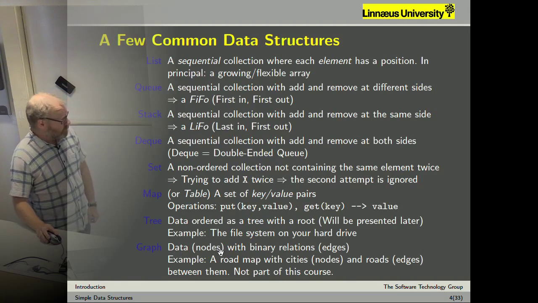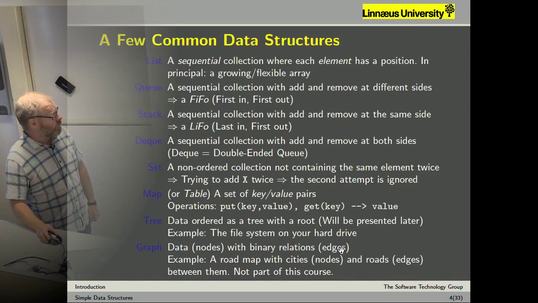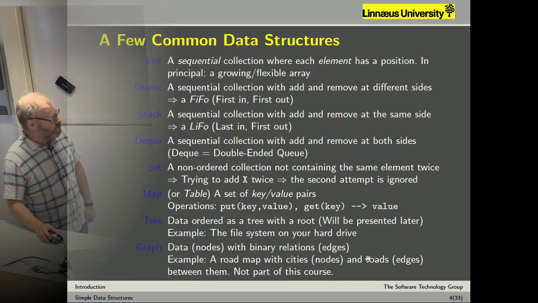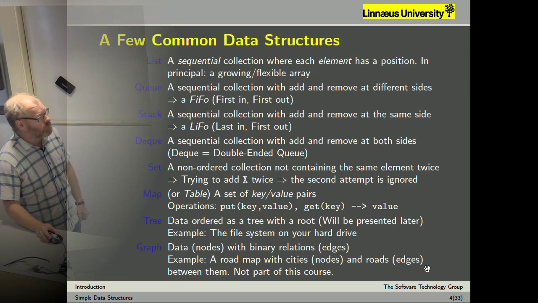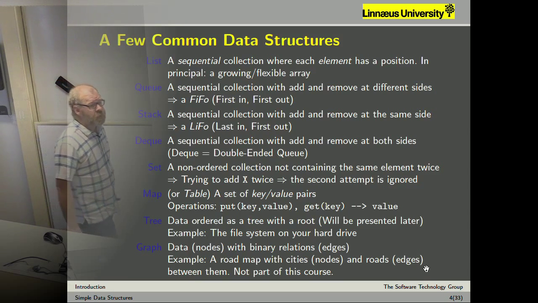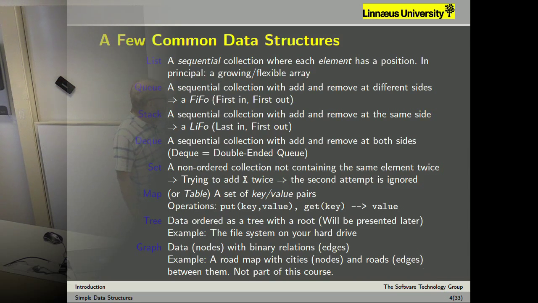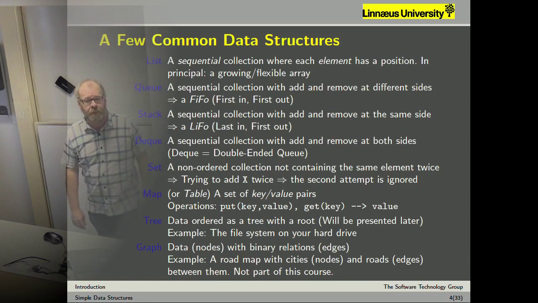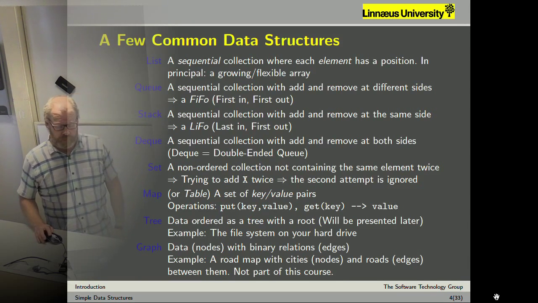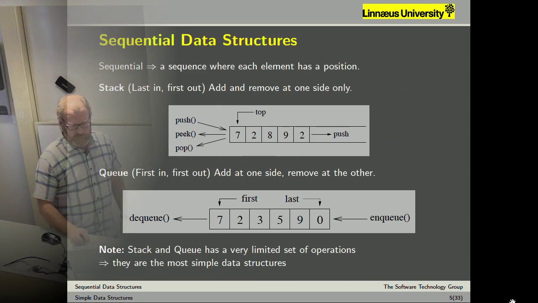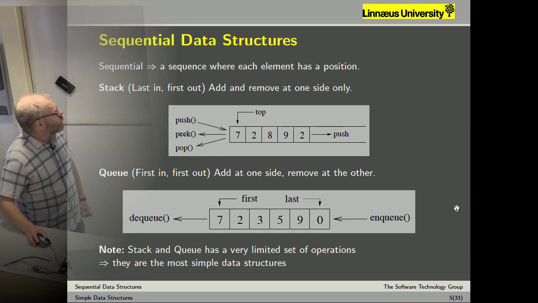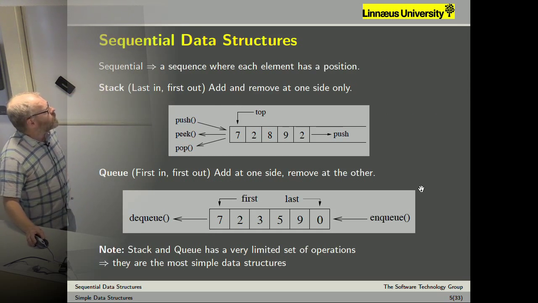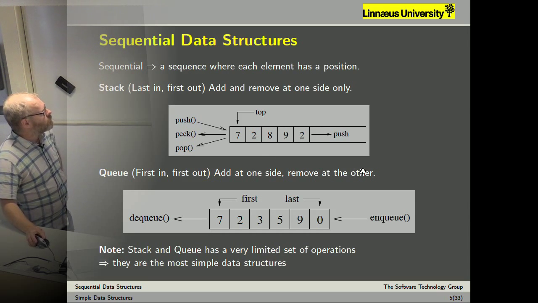And the most general one, which we will not discuss in this course, is called a graph. A graph comes with nodes and binary relations, which are called edges. For example, in a road map, the cities might be the nodes, and the roads connecting the cities might be the edges. So this is a more complex data structure, and it will be dealt with later on in your second year of studies, the graph data structure. A short description of the different data structures that I just mentioned.